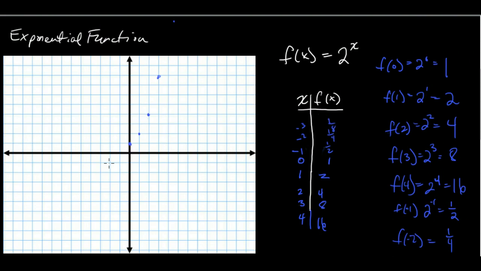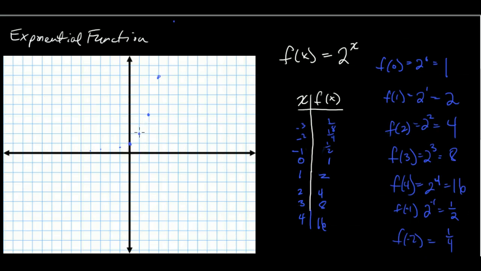So as I go to my negative numbers, you can see that my graph is getting lower and lower, closer and closer to 0, but my axis is going to act as an asymptote here. It'll get infinitely closer to 0, but it'll never get to 0.